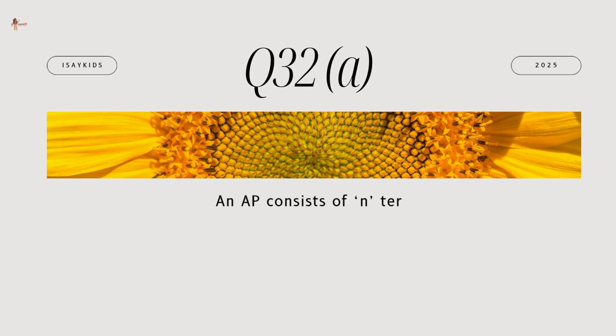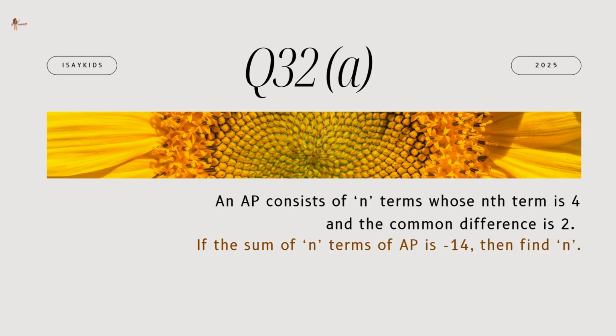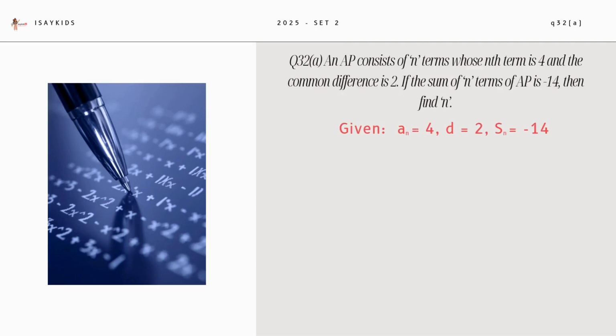An AP consists of n terms. Nth term is 4 and the common difference is 2. Sum of n terms is minus 14 and we need to find n. Also, we need to find the sum of first 20 terms. Now we know that an is 4, d is 2 and Sn is minus 14.